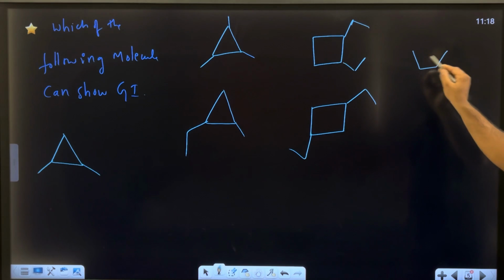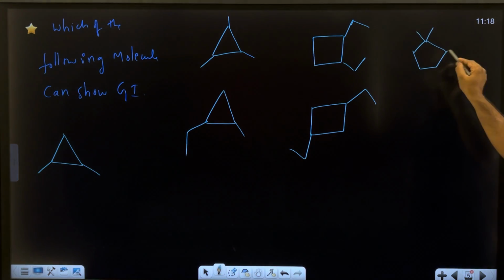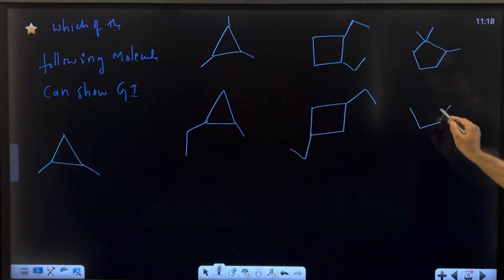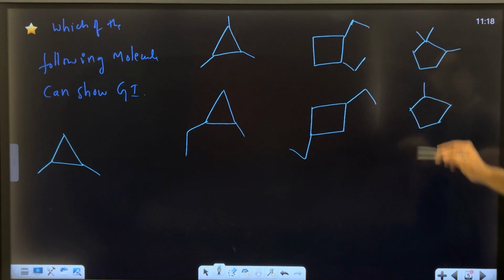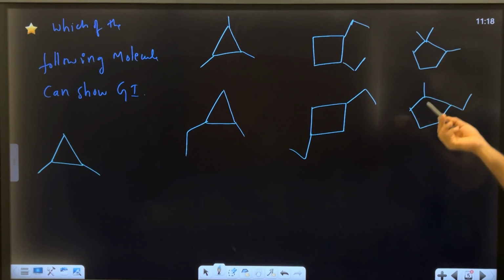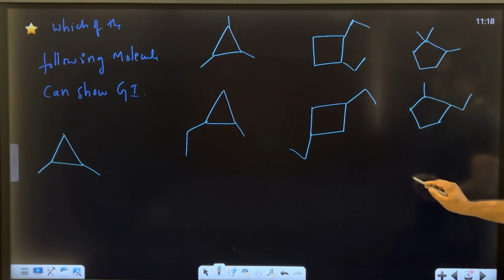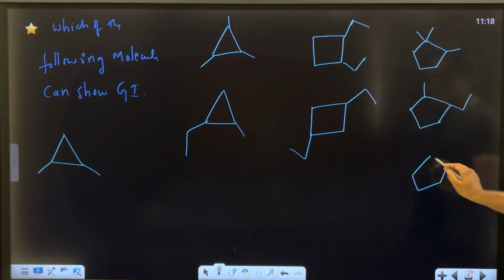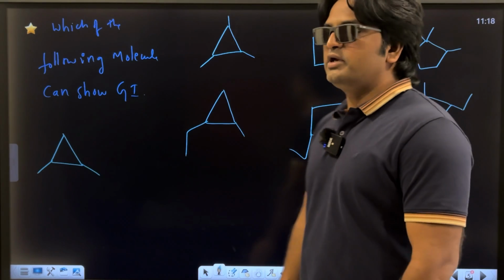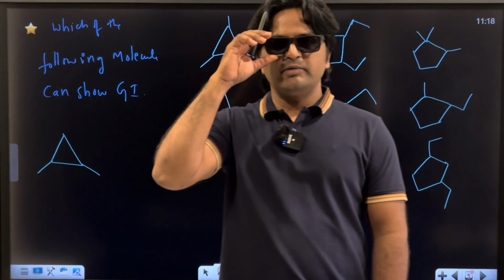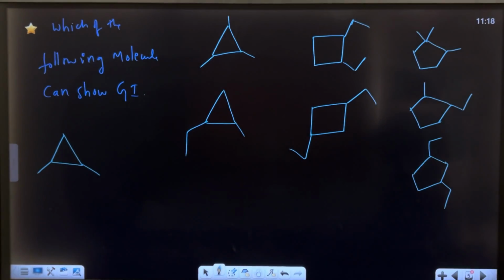Next one, 5 member ring system, I am taking like this, right? And again the same 5 member ring system. So on one carbon atom methyl, here you can take ethyl group, maybe identical or non-identical, that's not a problem. And here I am taking ethyl group and here ethyl group, like that. So these are the given molecules. From these molecules, try to identify which molecule can show geometrical isomerism, right?